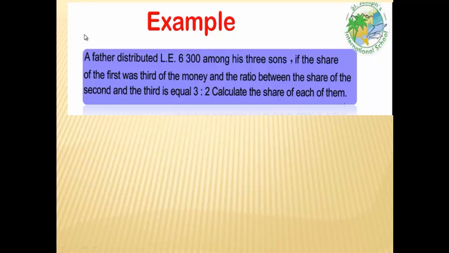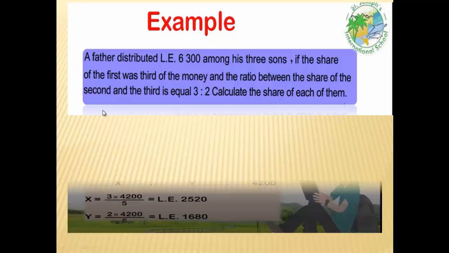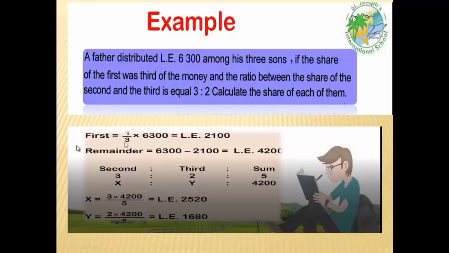Okay, I will repeat the question. طب هو فين الفيرست؟ يعني ده الريشيو between السكند and third. المفروض ان الفاذر distributed 6,300 among his 3 sons. If the share of the first was a third of the money. يعني ايه third money؟ يعني 1 over 3 times التوتال amount of money. اوكي؟ طيب then الفيرست خد نصيبه اللي هو كام؟ Third times 6,300 equal 2,100. طيب ايه الريمايندر اوف ماني، 6,300 minus 2,100 equal 4,200.